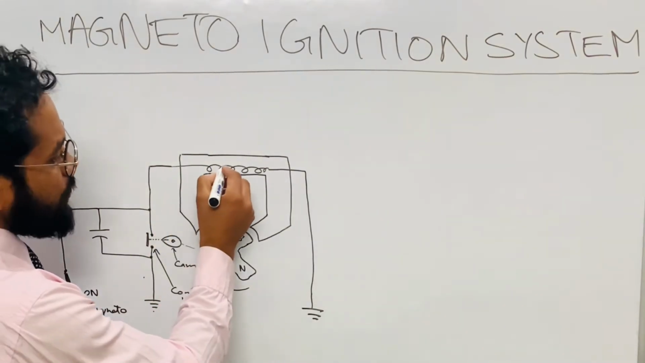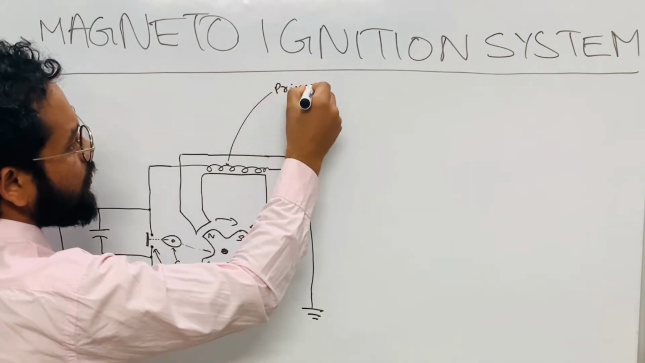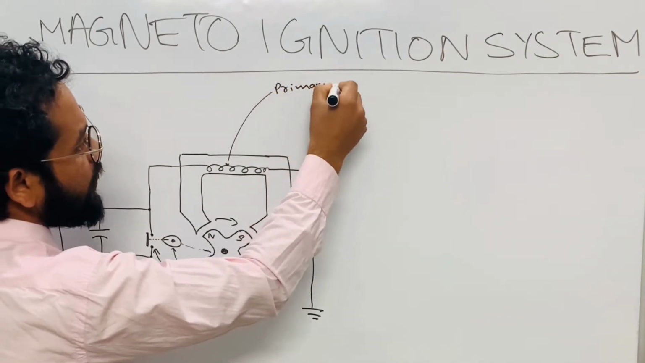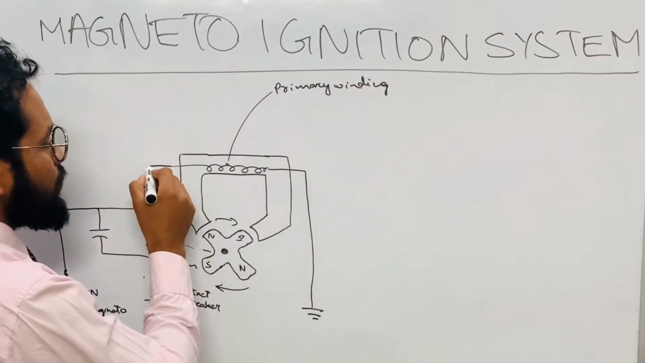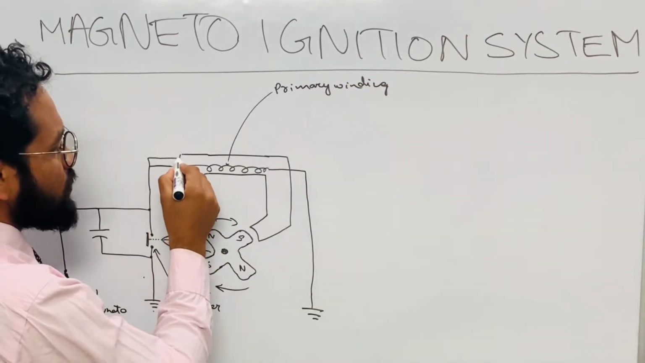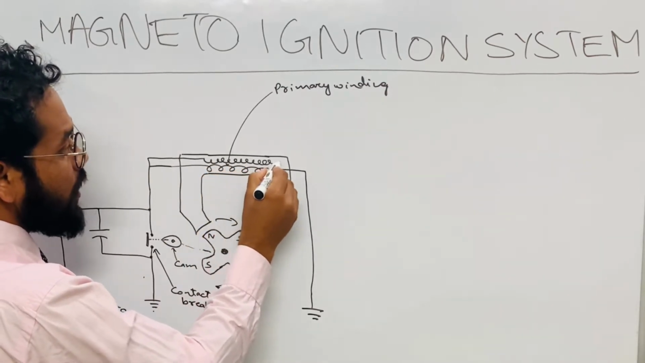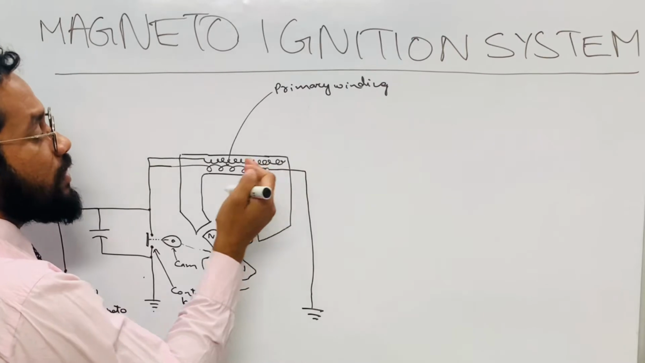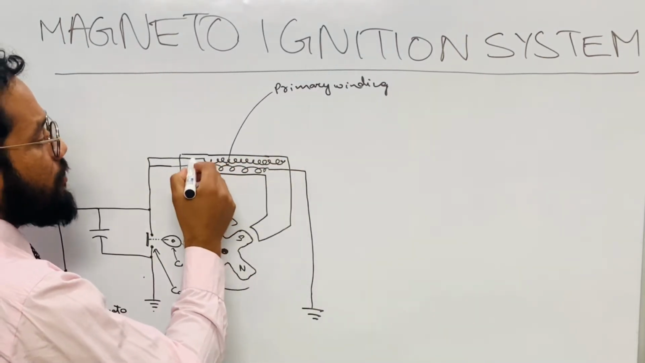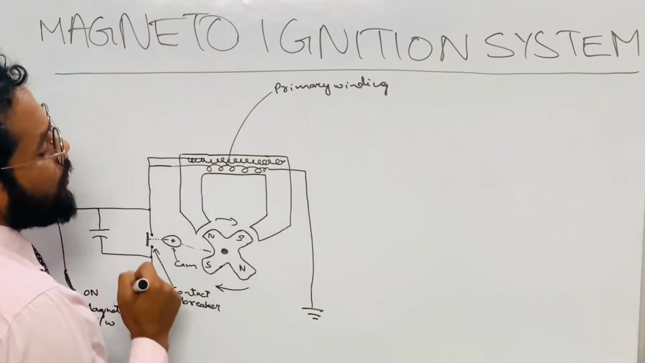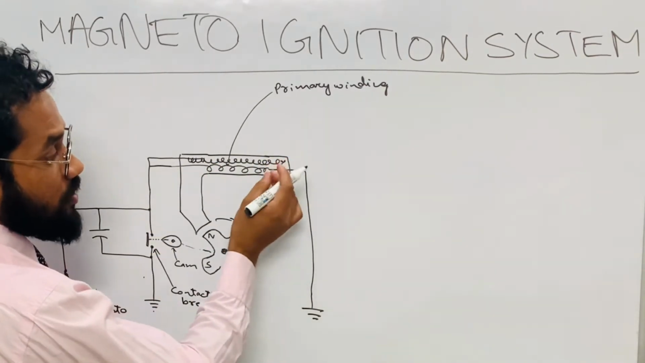Now, as this is the primary winding, I'll just label it here. This is the primary winding. Next, we also have a secondary winding which is connected here. Suppose this is the secondary winding. This secondary winding is a thin winding and it has many turns. Let's suppose, as per the example I am explaining, that the secondary winding has around 20 to 25,000 turns, and that it is of thin wire.